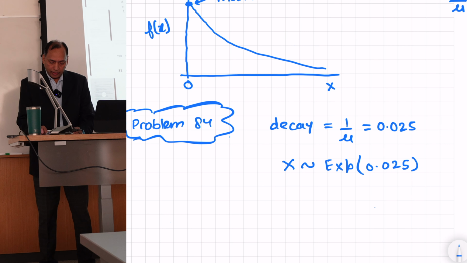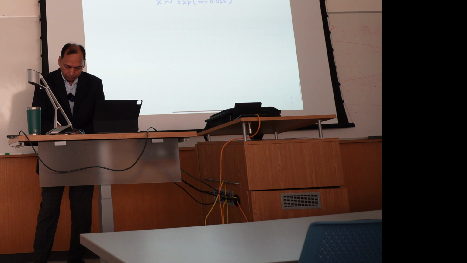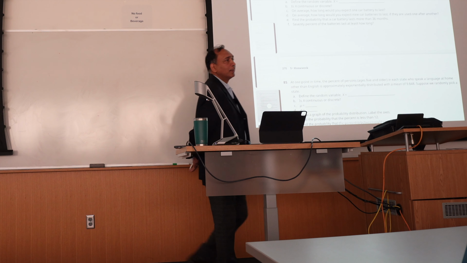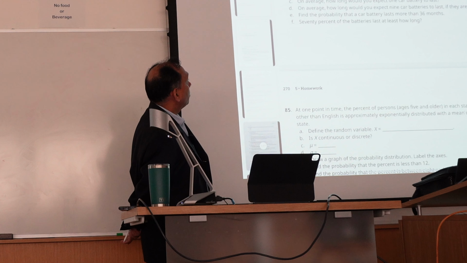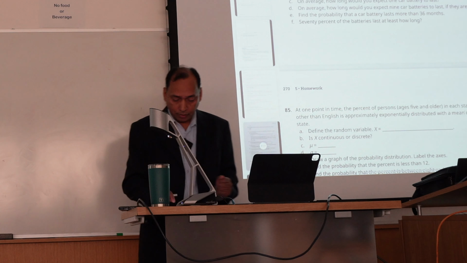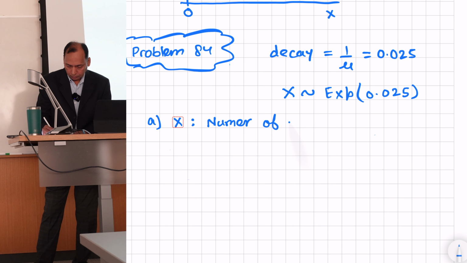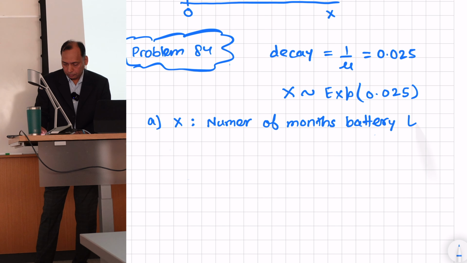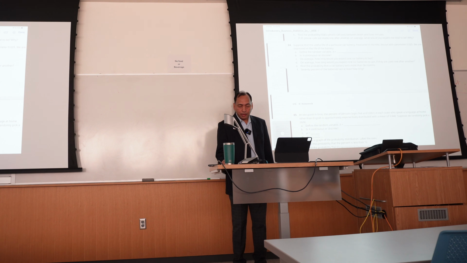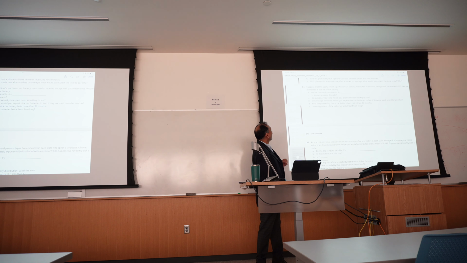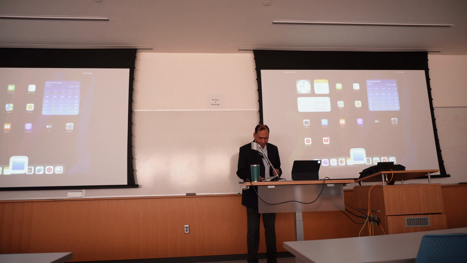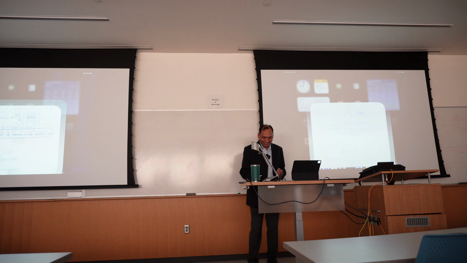Define the random variable x for a. So what will be random variable x? Is it how many months the battery lasts? Number of months the particular car battery will last. B. Is x continuous or discrete? Continuous, yeah. So it's a continuous variable.